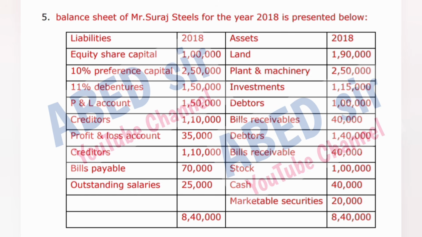Profit and loss account 35,000, debtors 1,40,000. Bills payable 70,000, stock 1 lakh. Outstanding salaries 25,000, cash 40,000. Marketable securities 20,000. Total 8 lakhs 40,000 on both sides.